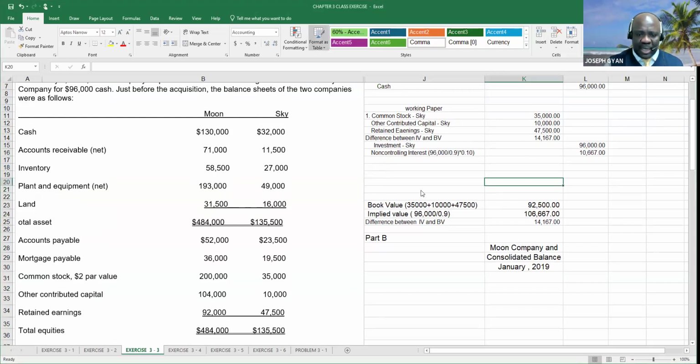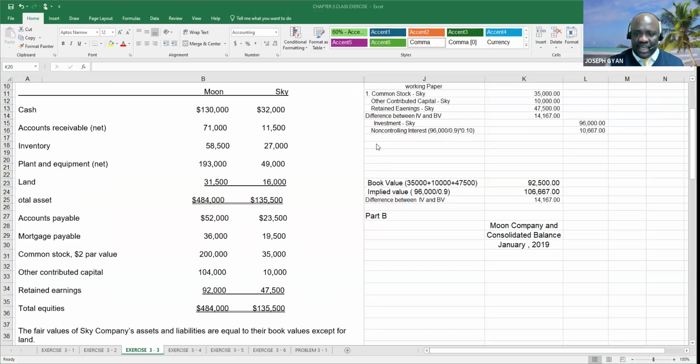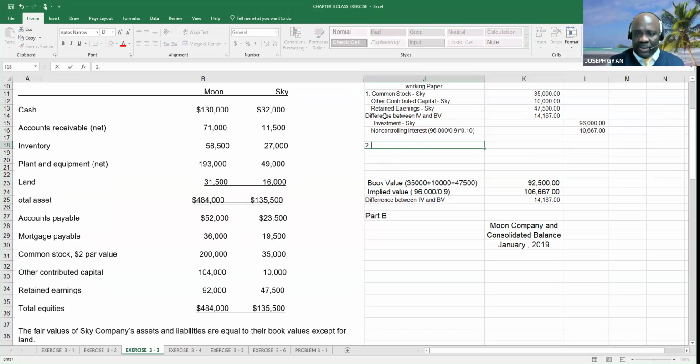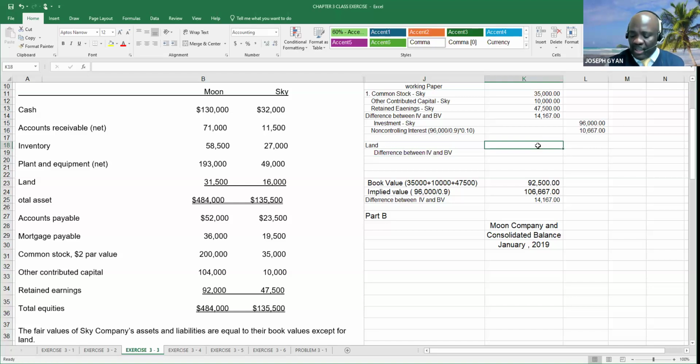I'm going to do the journal entry, second one, to eliminate that transaction, to eliminate the difference. So the difference here is on the credit side, so we are going to debit the land. That's what they said. If there's any difference, it's because the value of the land is different from the fair value. Then carry the difference between IV and the book value, which is 14,167.